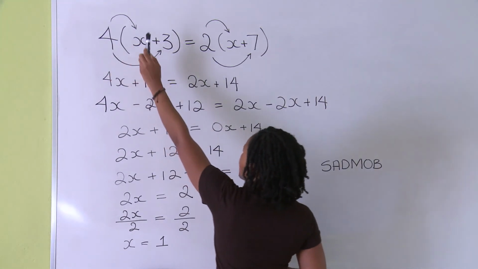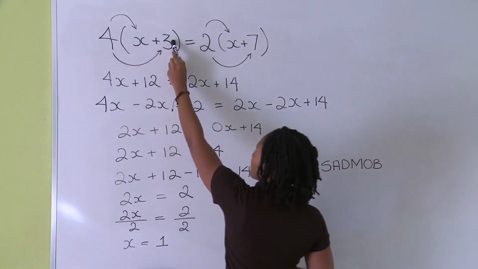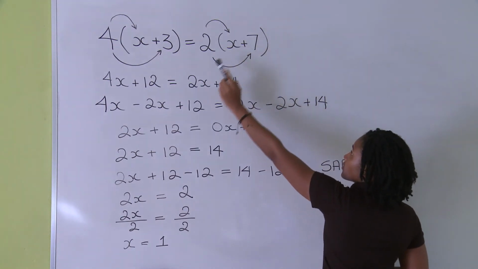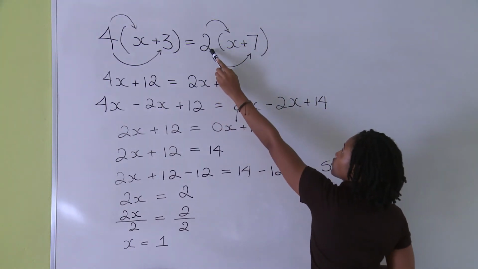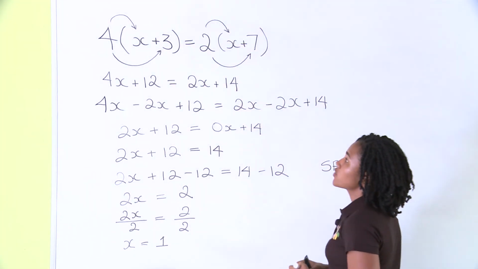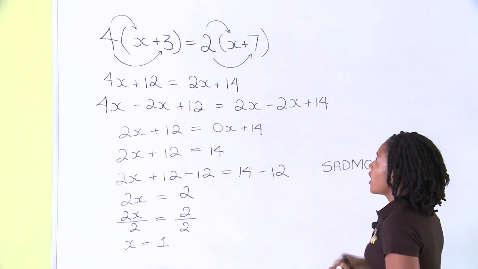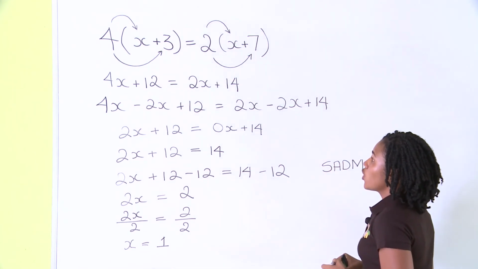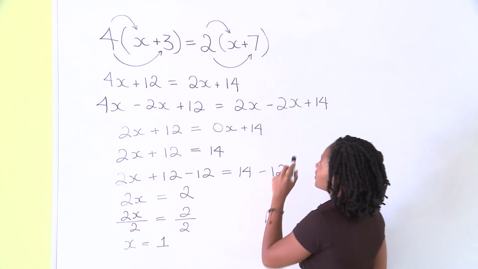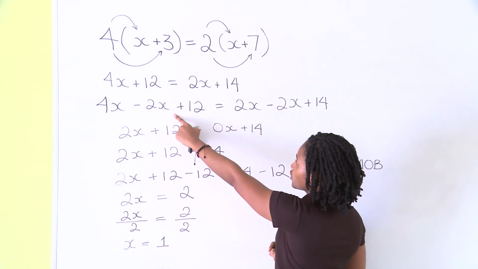So 4 is going to be multiplied to x to give you 4x plus 4 multiplied by 3 to give you 12 is equal to 2 multiplied by x to give you 2x plus 2 multiplied by 7 to give you 14. And that reads 4x plus 12 is equal to 2x plus 14. Our next step is to group our like terms, right? So we're going to be subtracting 2x from both sides of our equation to do so.